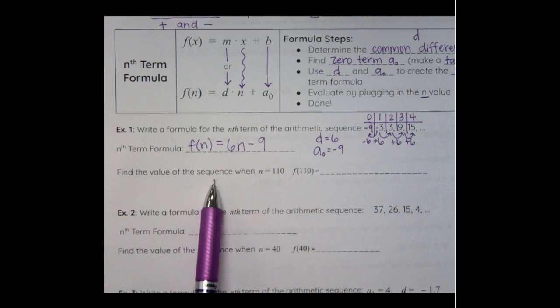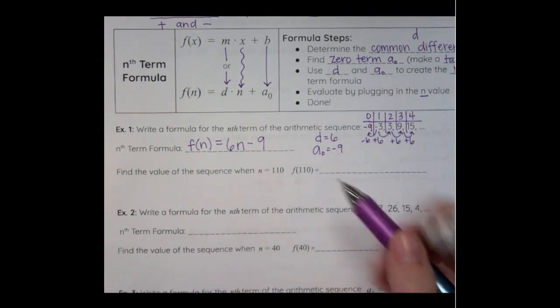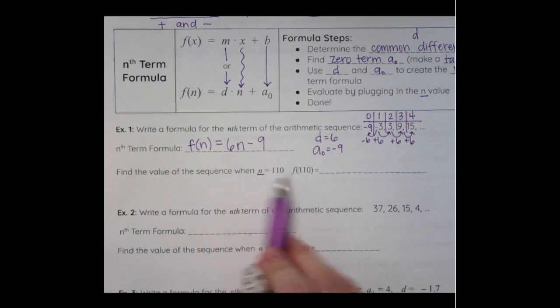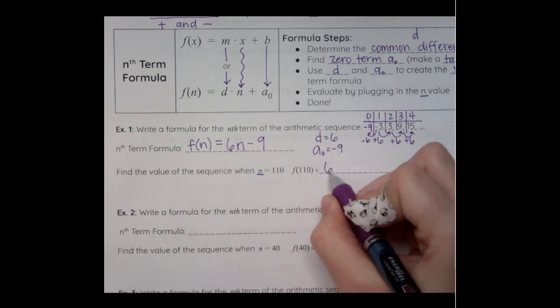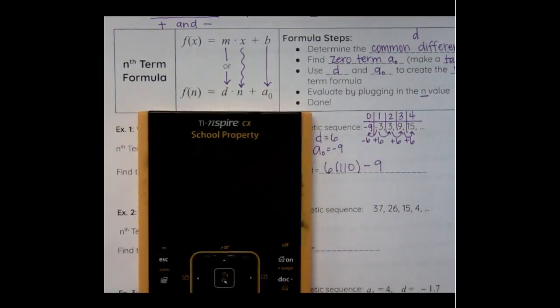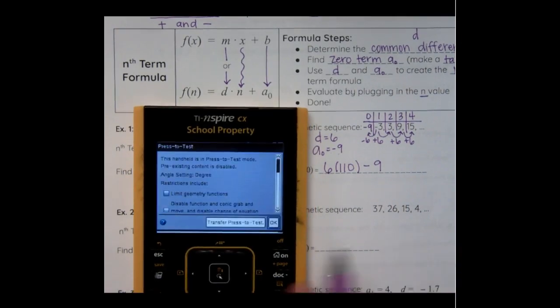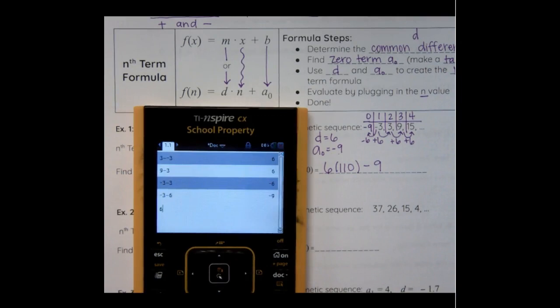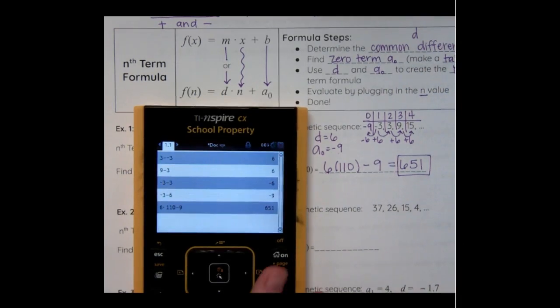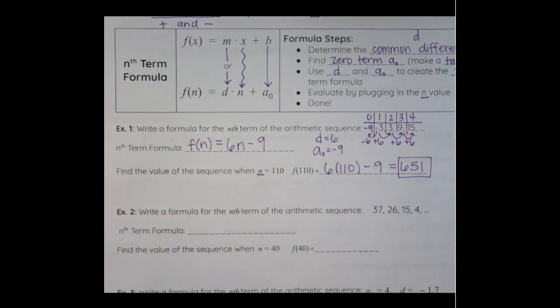Now it says to find the value of the sequence when n equals 110. We're simply going to take n, and every time we see n, we're going to plug in 110. So f of 110 equals 6 times 110 minus 9. This is where your calculator comes in handy. So if you don't know how to do these things in your head or on paper, like I said, that's a-okay. 6 times 110 minus 9 gives me 651. And that's it. That's a problem finished.